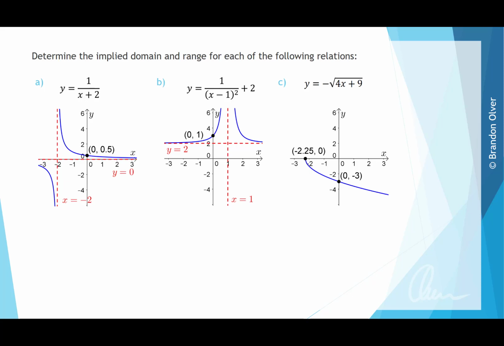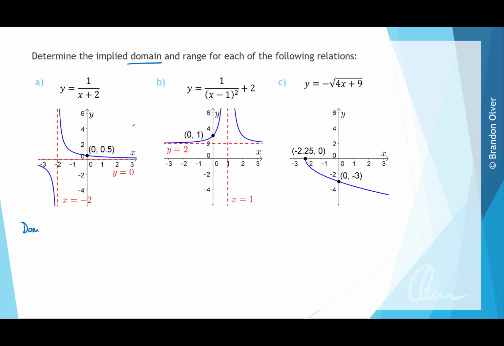Determine the implied domains and ranges for each of the following relations. So for A, we have y equals 1 divided by x plus 2. So this is a hyperbola graph, and its graph below. So the first thing we want to do is look at the domain.